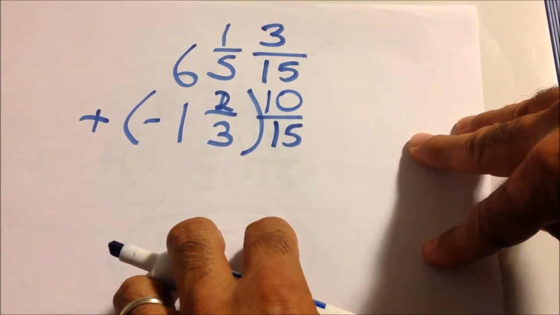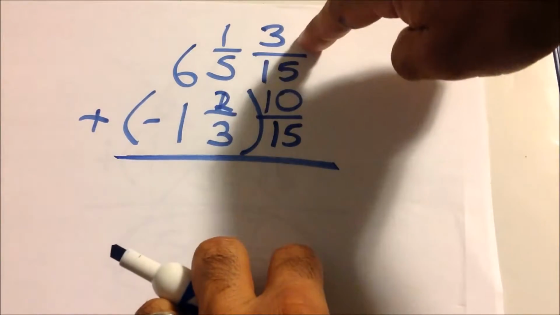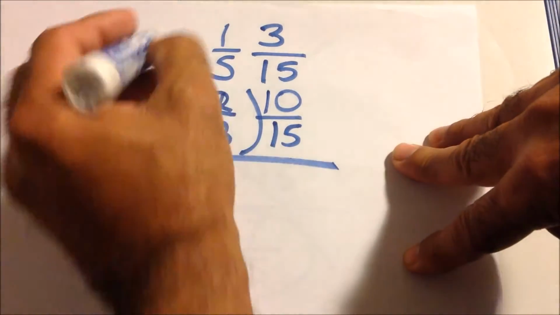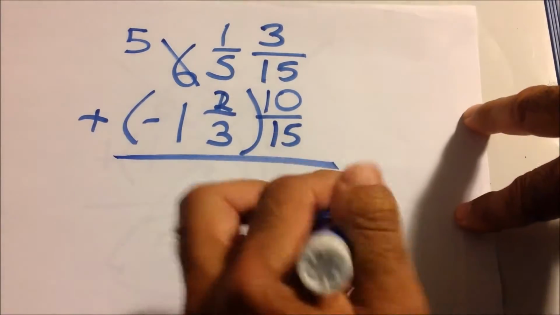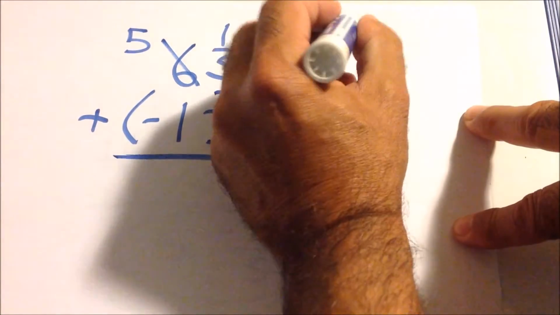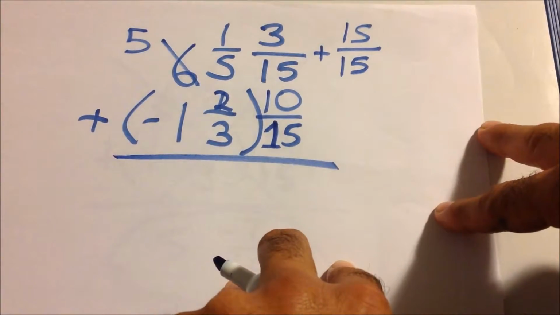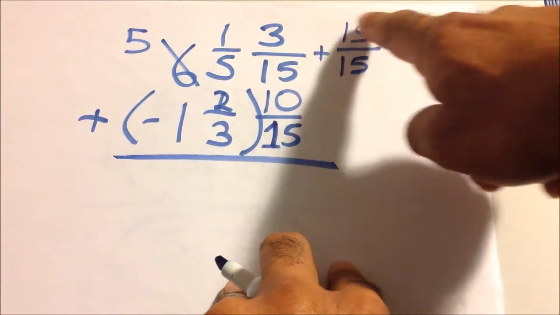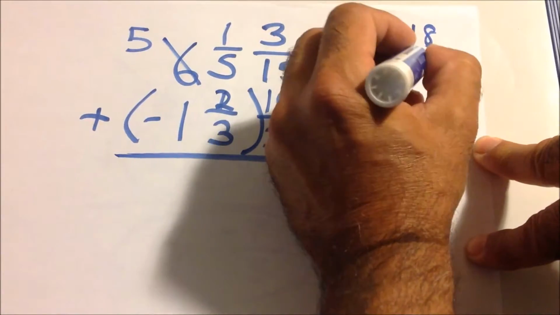So now, again, before we do adding here, we need to make sure that this top number here is bigger than 10. So we're going to borrow from the 6. That becomes a 5 now. And we borrowed a whole number. What did we borrow? Always look at the denominator. We borrowed 15ths. So we borrowed 15 15ths. That's what we borrowed, because that's one number. So now instead of being 3 15ths, it's 18 15ths, because 3 15ths plus 15 15ths is 18 15ths. So that's our new number.